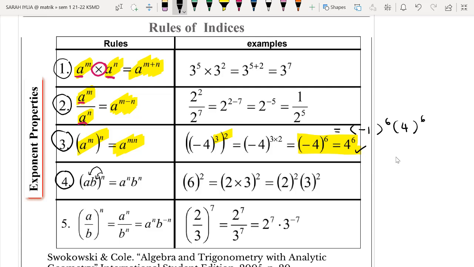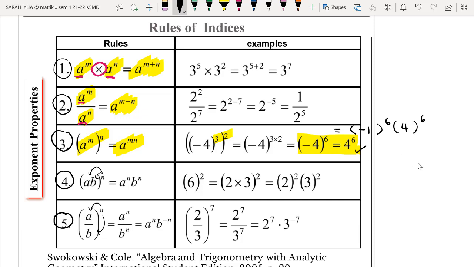Okay. And then last one, rule number 5. Lebih kurang macam rule number 4 tapi sekarang dia jadi bahagi. A over B, the whole thing to the power of N. So, once again, if you want to open up the bracket, dia akan jadi A to the power of N divided by B to the power of N. So, B tu kalau nak bawa naik atas, jadilah B to the power of negative N. Example pun dia letak benda yang sama lah tu. 2/3 to the power of 7, you can open up to become 2 to the power of 7 over 3 to the power of 7.